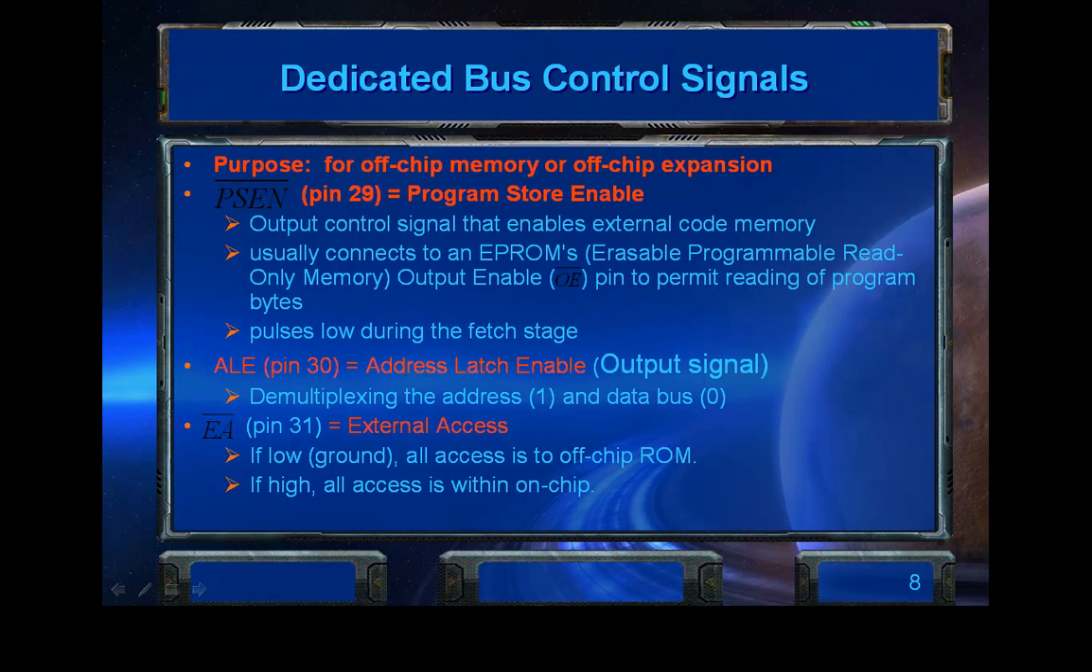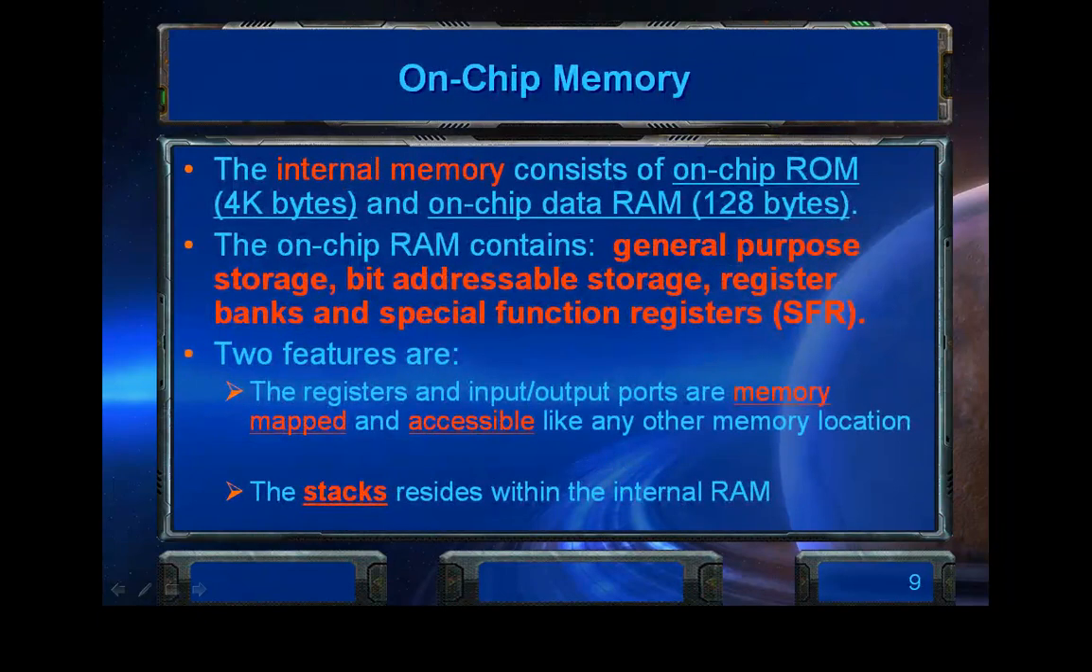Address Latch Enable is an output pulse for latching the low byte of the address during accesses to external memory. This is to differentiate between data and address. External access must be grounded in order to enable the device to fetch code from external program memory locations, starting at 0000 hex up to FFFF hex. External access should be tied to VCC for internal program executions.